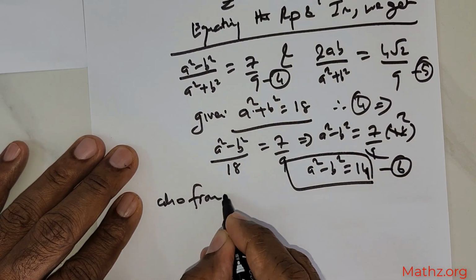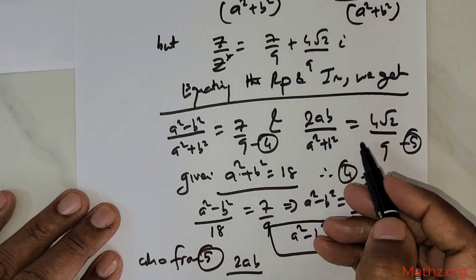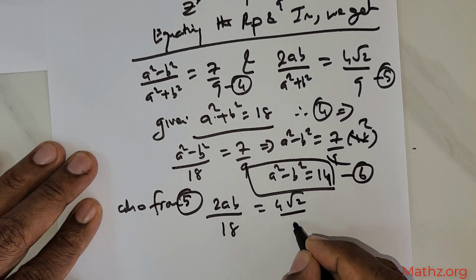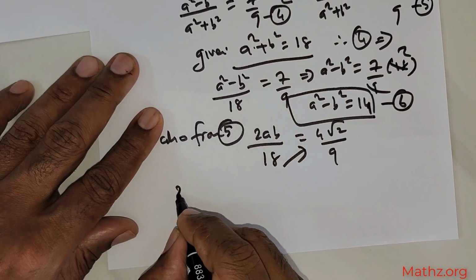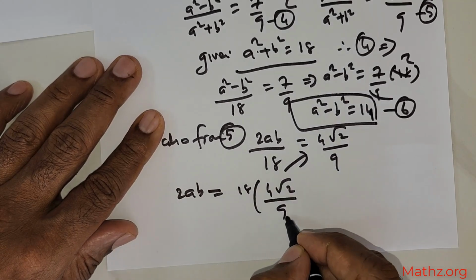Now also from 5, what you got? You got 2ab divided by (a squared + b squared). Substitute 18. So 4√2 divided by 9, you cross multiply, you get 2ab is equal to 18 times 4√2 divided by 9.